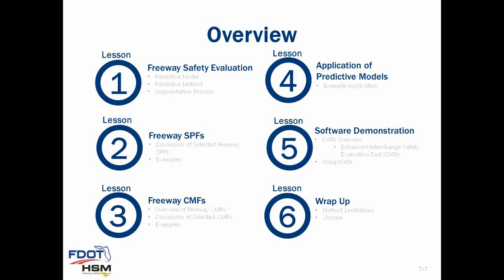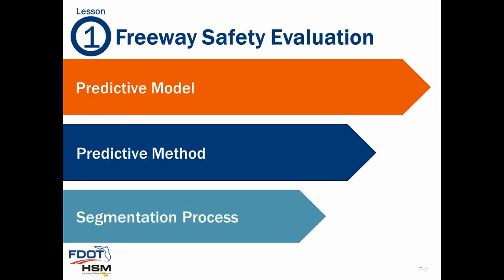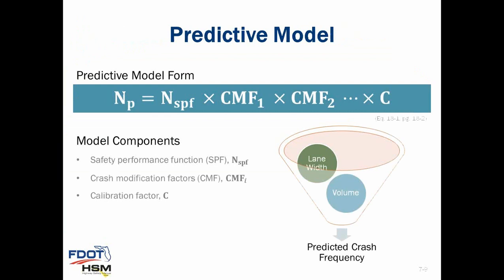So let's get started. Lesson 1 has 3 topics of discussion. They are the predictive model, the predictive method, and the segmentation process. The predictive model includes 3 components. First, it includes a safety performance function. It includes multiple crash modification factors, and it includes a local calibration factor. These model components are multiplied together to estimate the predicted average crash frequency for any site of interest.